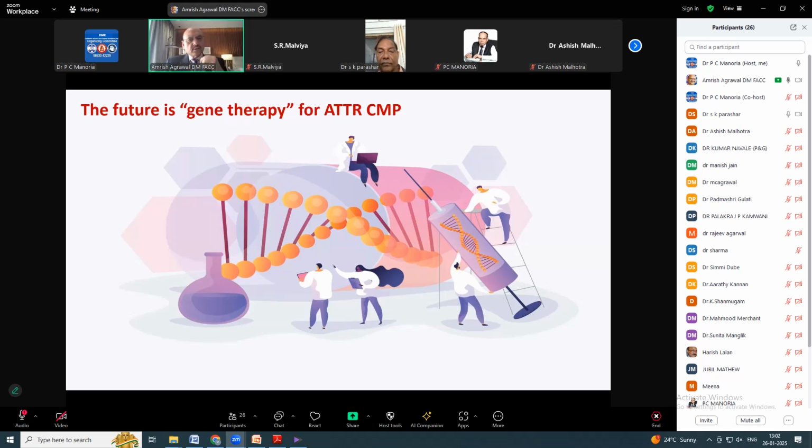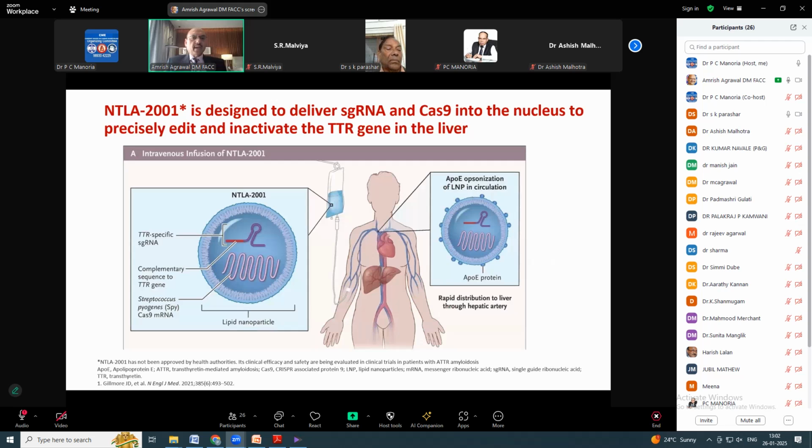We can use the newer genetic modalities to give a single, one-time treatment to destroy the gene which is encoding for the TTR protein. So this is upstream. We are talking directly at the level of genetic interference, to destroy the gene so as to reduce the production of TTR, thereby halting the production of fibrils. And this can be done by CRISPR technology.